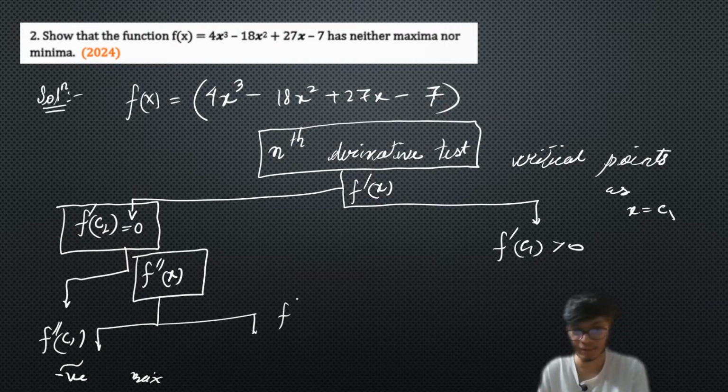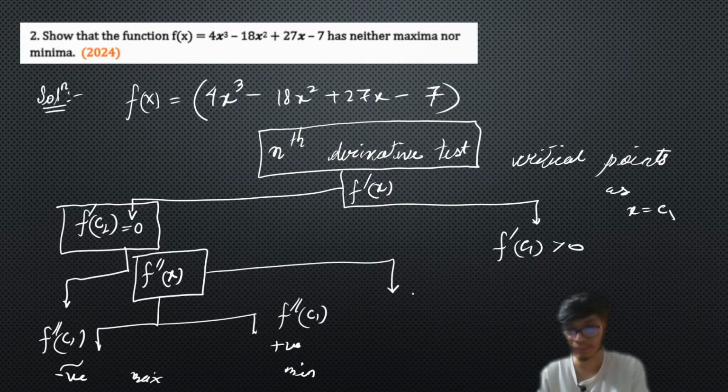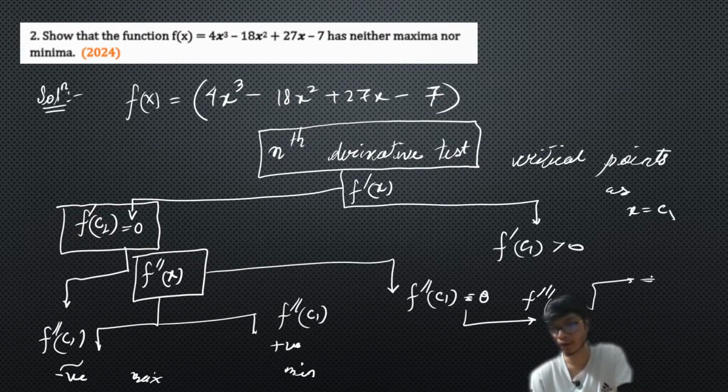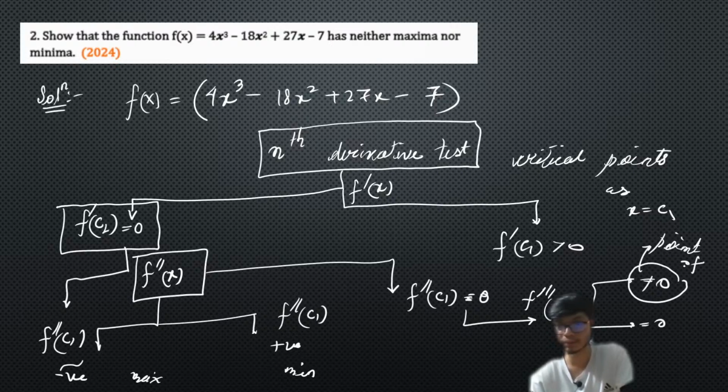Similarly, if the second derivative at that particular point is positive, then it is a point of minima, right? But there may also be a case when the second derivative at that point is equal to 0. What if the second derivative at that point is equal to 0? Then we perform the third derivative test. We take the third derivative and see whether it is non-zero or zero. If it is non-zero, then that is called a point of inflection.